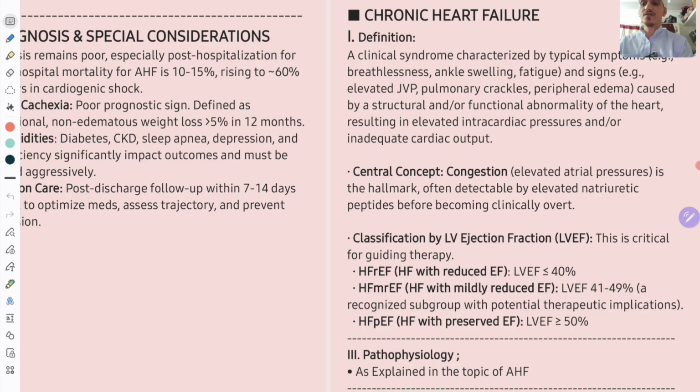First of all, what's the definition? It is a clinical syndrome characterized by symptoms and signs. What are the symptoms and signs? Symptoms: breathlessness, ankle swelling, fatigue. Signs: elevated JVP, pulmonary crepitations, peripheral edema. It is caused by structural and functional abnormality of the heart, resulting in elevated intracardiac pressures and/or inadequate cardiac output. So these two things happen: one is elevated intracardiac pressure and the second is inadequate cardiac output. Because of these, there are symptoms and signs.